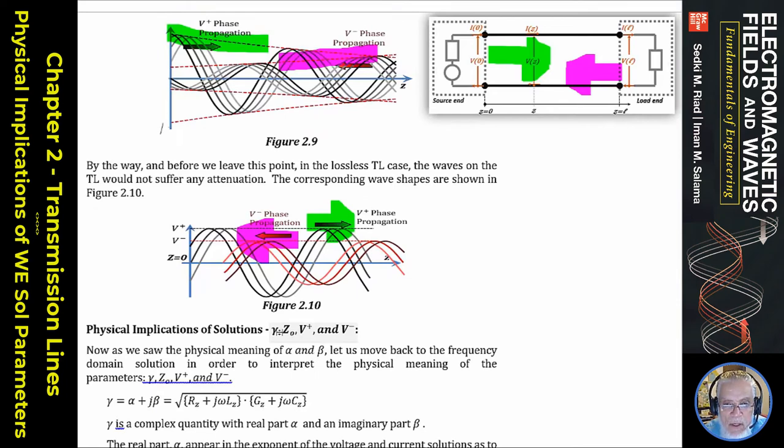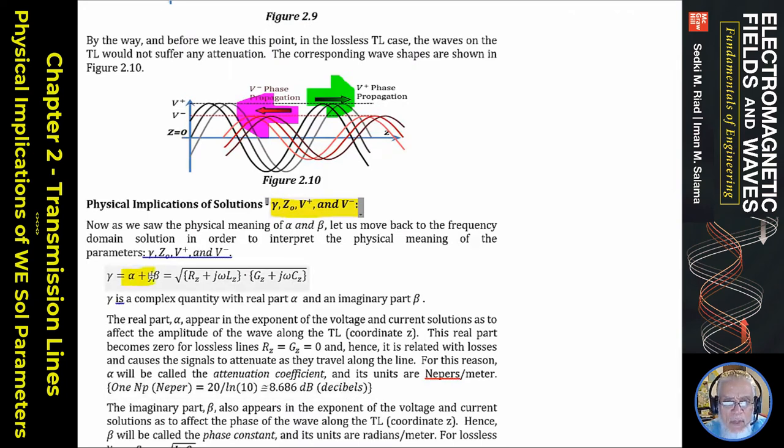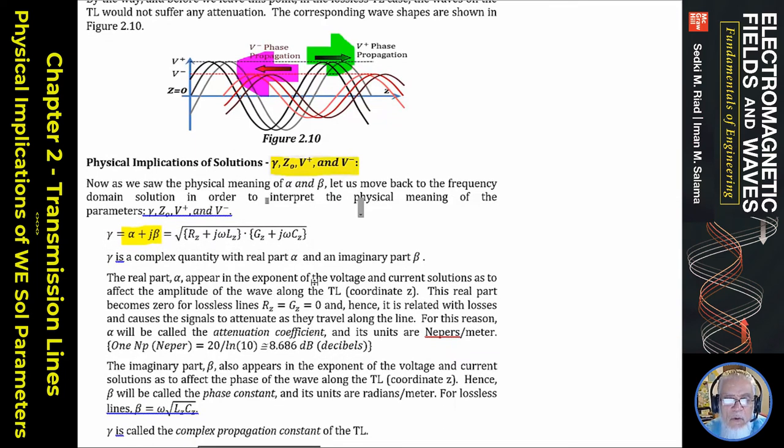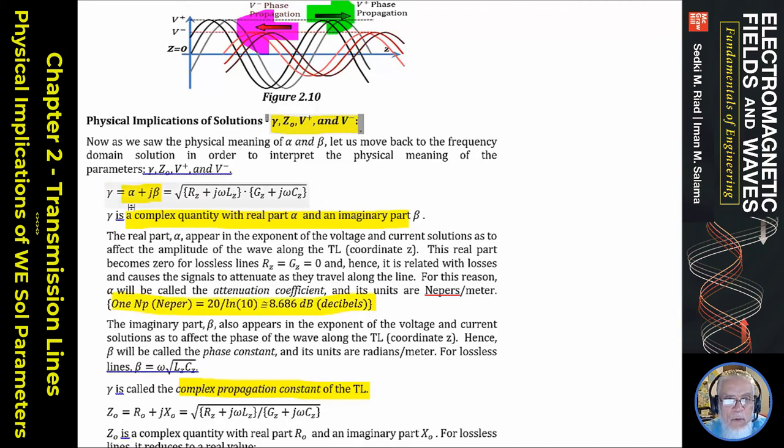Now let's talk about the expressions for gamma, Z naught, V plus, and V minus. Now go back to gamma, alpha plus j beta, and that's the general expression that we have here. That's in the frequency domain. Remember, alpha and beta are physical quantities as we saw them in the time domain, but in the frequency domain they are in a complex expression here that forms the gamma. If alpha explains the amplitude attenuation and beta explains the phase propagation, then gamma can be simply called the complex propagation constant. And by the way, alpha, being the attenuation per unit length or per meter, is measured in nepers per meter. And one neper is 8.686 decibels. And beta is measured in radians per meter. That's the phase per unit length.